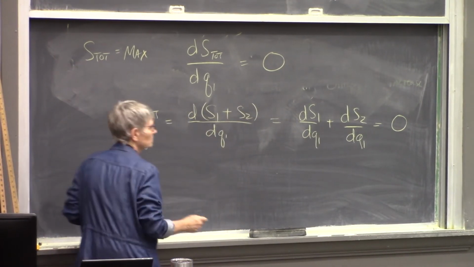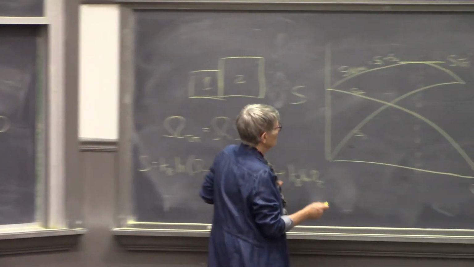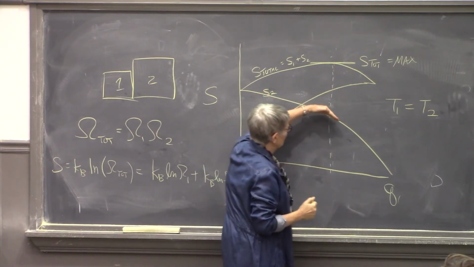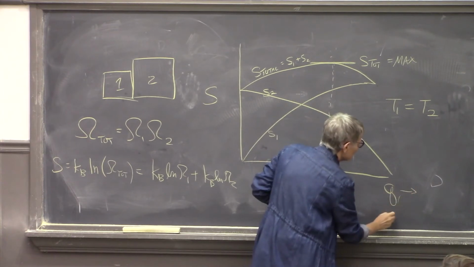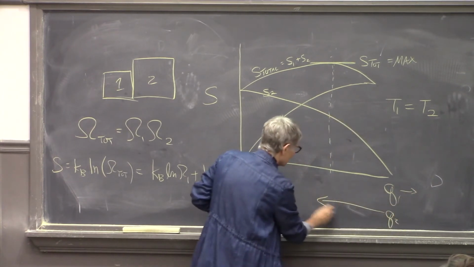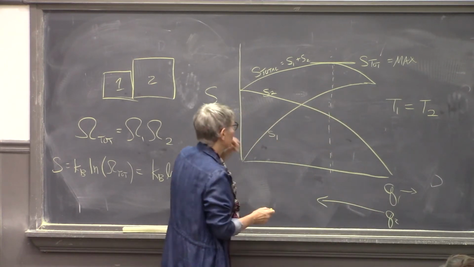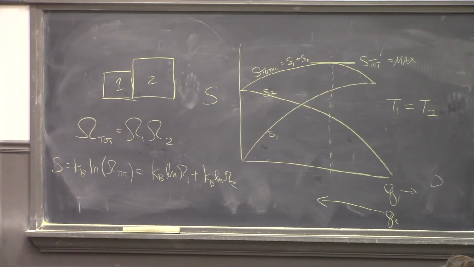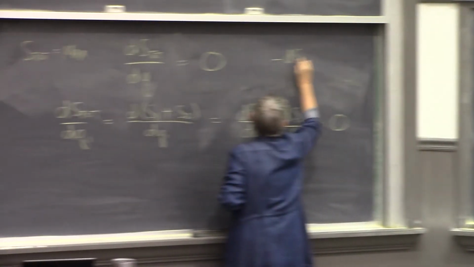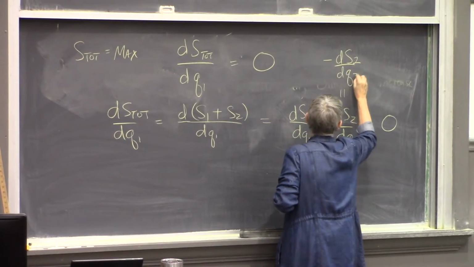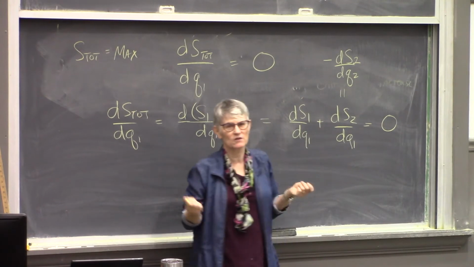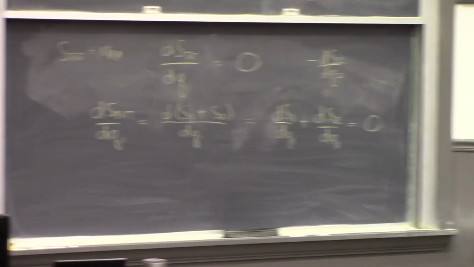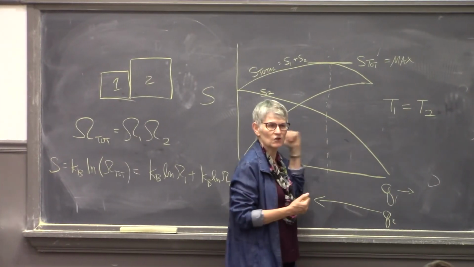But for S2, since Q1 runs that way, Q2 starts at 0 and runs that way. So we could say that dS2/dQ1 is equal to minus the derivative of S2 with respect to Q2. So a negative slope here turns into a positive slope if you're going the other way.